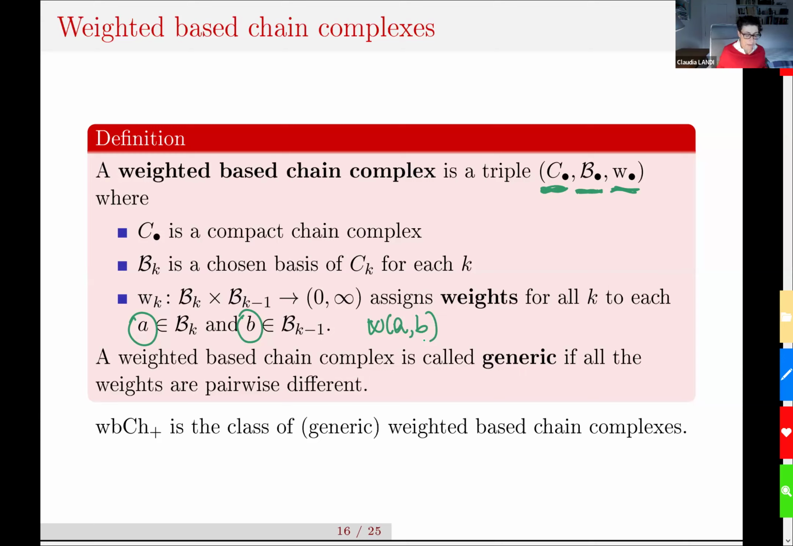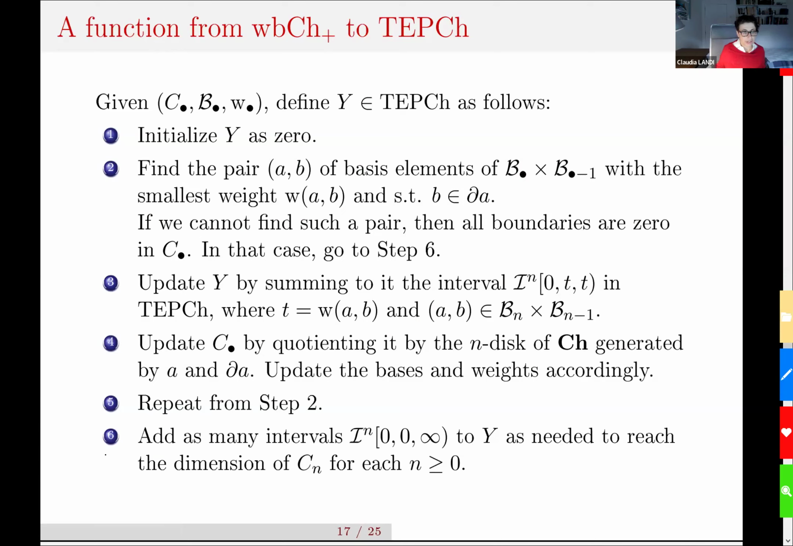We want these weights to be positive and finite. In particular, a weighted based chain complex will be called generic if these weights are pairwise different, so we are in a generic situation when there are no two equal weights. The set of these generic weighted based chain complexes will be denoted by this. And now we want to construct a tame epimorphic parametrized chain complex given any generic weighted based chain complex, and we have a procedure.